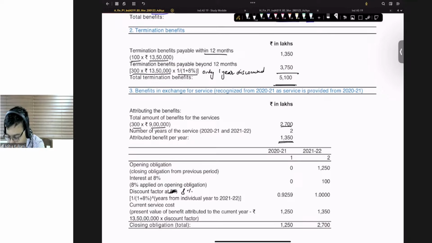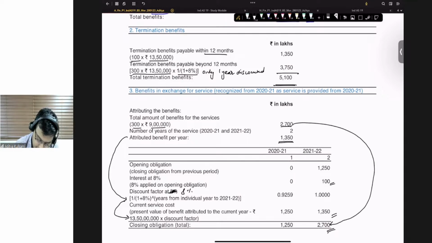Yeah, it should be 8%, not 5%. Okay. Current service cost. See, 13 lakh 50,000 into this rate is going to give you 1250. And at the end of year 2, you will pay the remaining 1350. So there is no discounting of that. This 1250 at 8%, you get an interest of 100. So ultimately, this is what is being paid off.